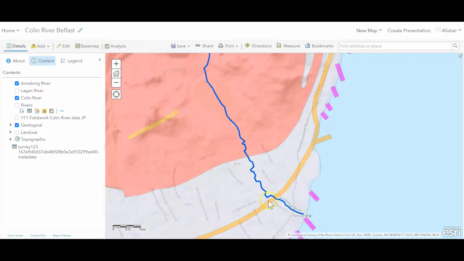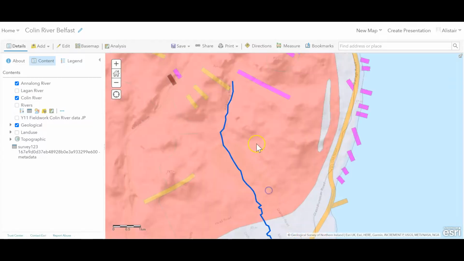There's a little bit of change as you come down here to the coastal strip, but for most of it it's flowing through granite. So what you could do is to compare the Annalong River with the Colin River. Compare a river where the geology doesn't change with a river where the geology does change.